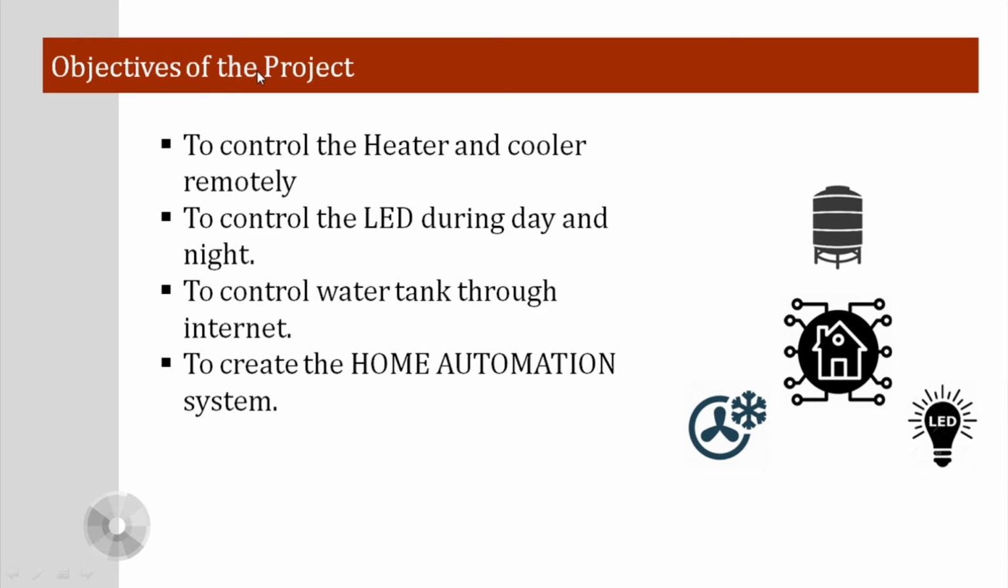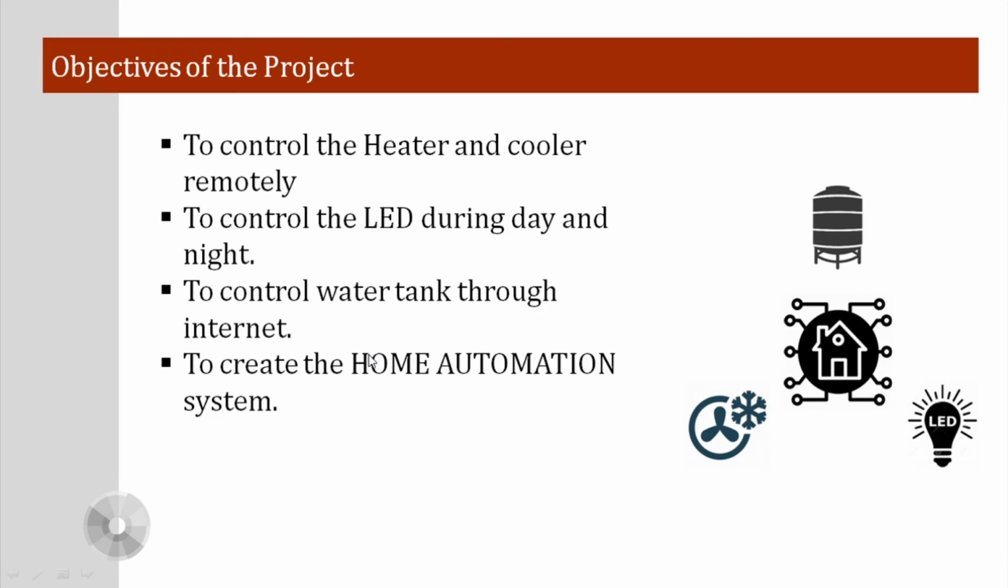This is the objective of the project. Our main aim is to control the heater and cooler remotely, and to control the LED during daytime and night time. This is one of the objectives. And next, to control the water tank through the internet, that means control the inlet valve and outlet valve through the internet. Finally, after these three objectives, we will conclude that it is a home automation system.